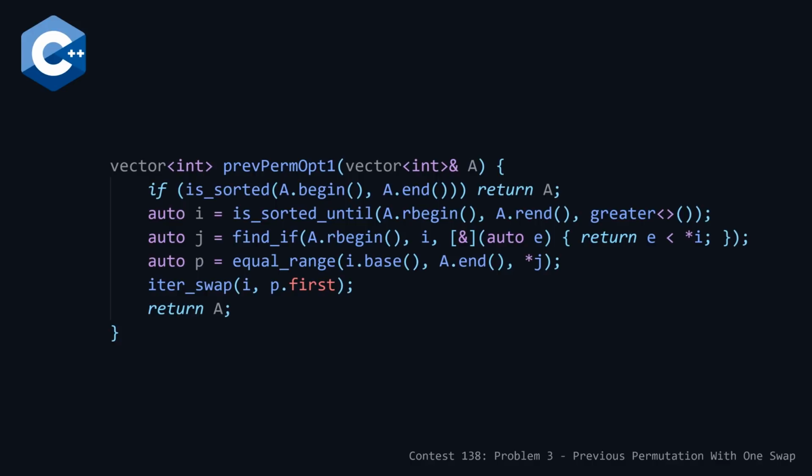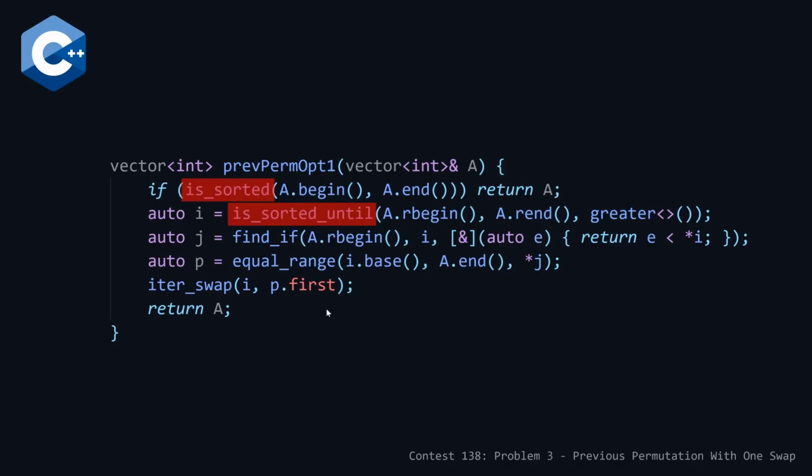So this is great, but there are a couple improvements that we can make to the code that's currently on the screen. The first one is that we are making a call to isSorted and then making a call to isSortedUntil, and isSorted can be implemented in terms of isSortedUntil.